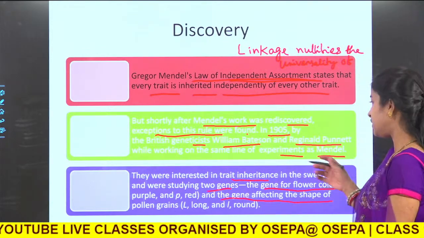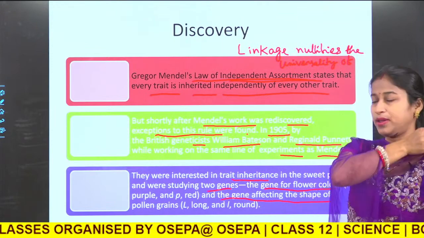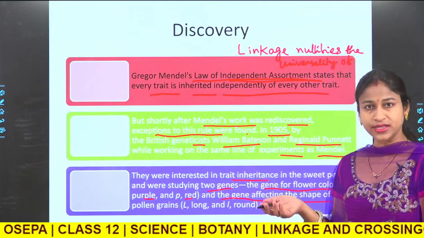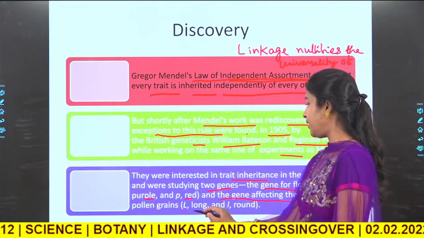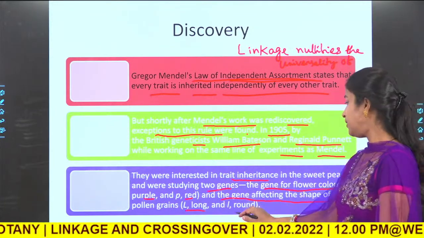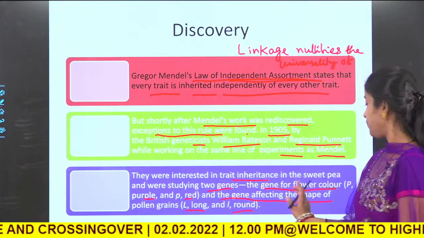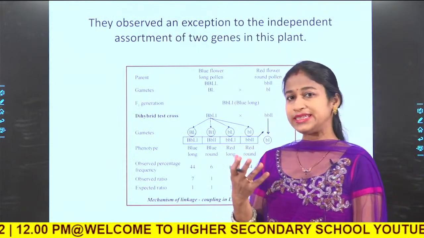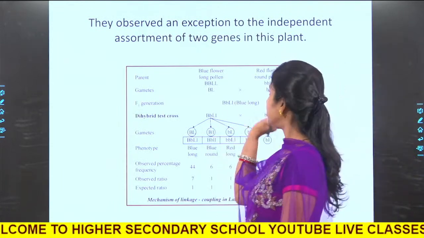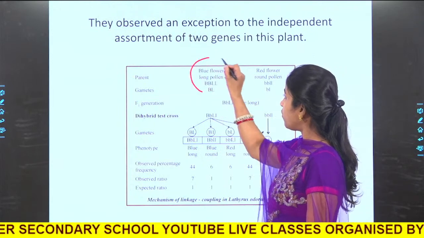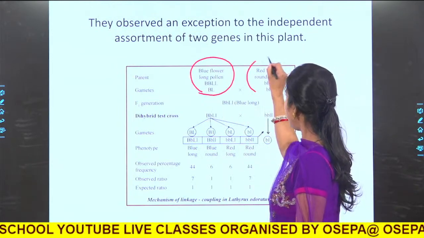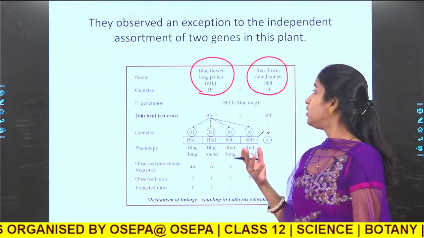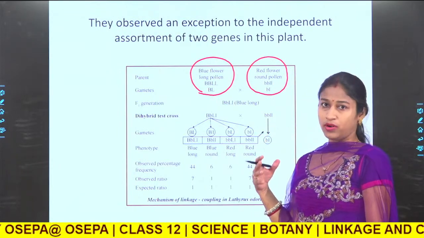The flower color is of two types, purple and red. Purple is dominant and red is recessive, and long pollen grain is dominant and round is recessive. Let us have a look at the experiment. What did they do? First, they crossed a blue flower with long pollen with a red flower with round pollen.